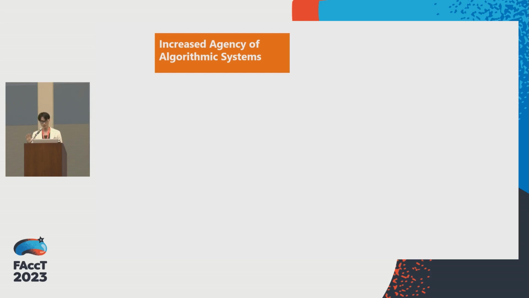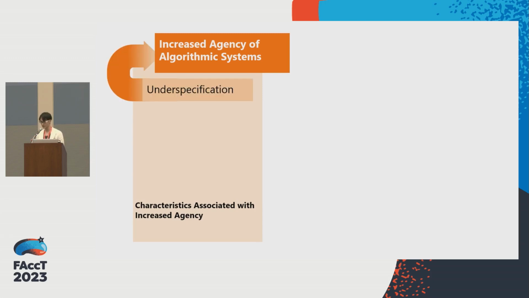To give you a sense of what we identified as agency, and I'll talk later on about the term agency, we have 4 characteristics associated with agency. The first characteristic is underspecification. Underspecification is the degree to which, when you want an AI system or an algorithmic system to accomplish a goal, you don't actually specify concretely how you want that goal to be accomplished. So when you ask GPT-4 to summarize a paragraph, you don't tell GPT-4 how exactly you want the paragraph to be summarized.